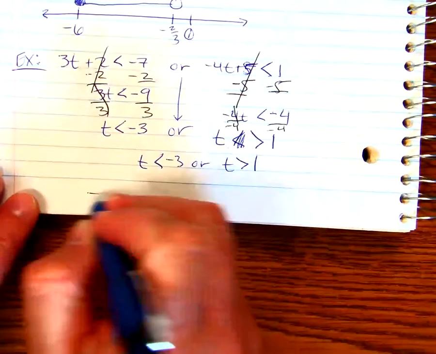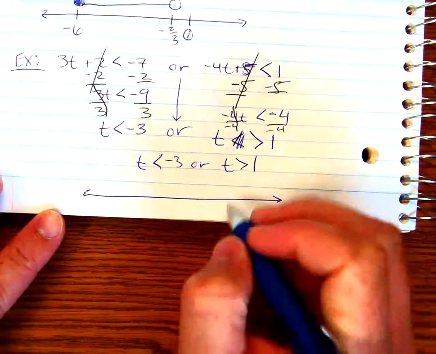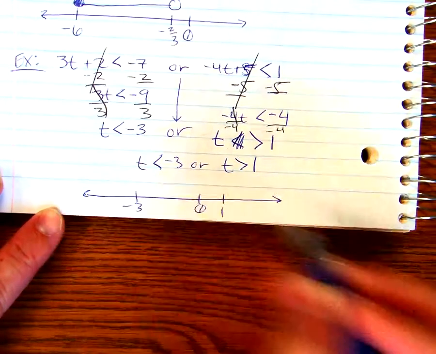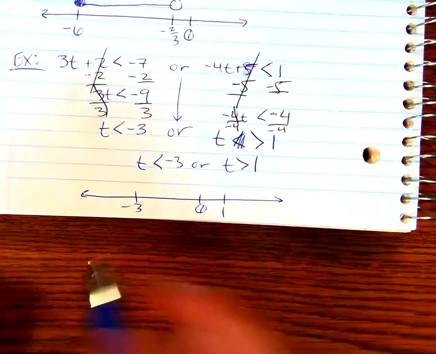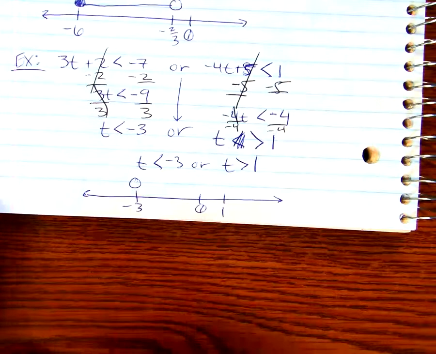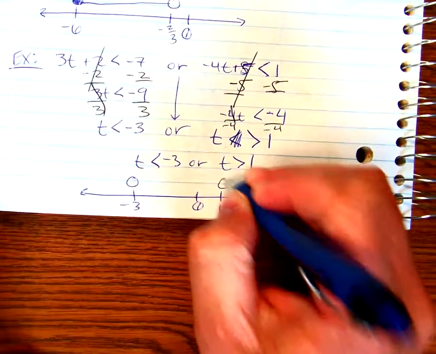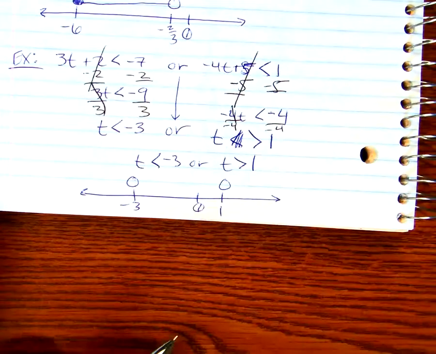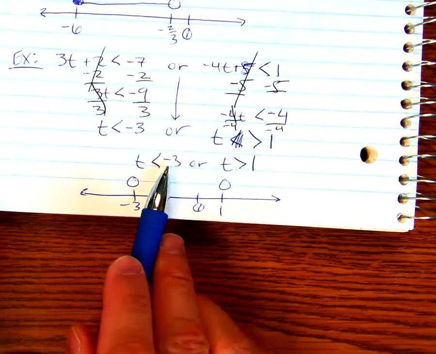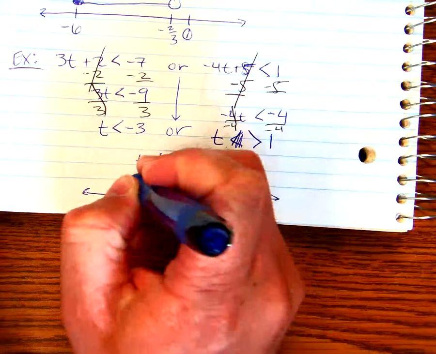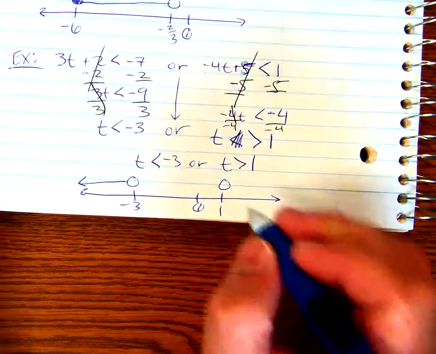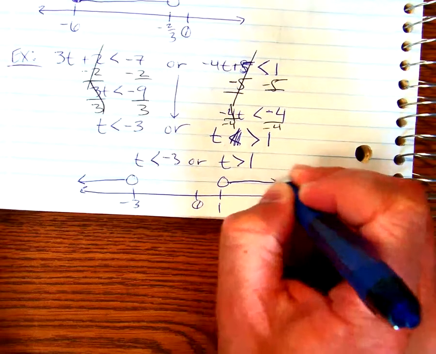To represent that in a graph, there's 0, here's our positive 1, here's our negative 3. That is not underlined, so we'll have an empty circle above negative 3. This is not underlined, an empty circle above 1. T is less than negative 3, so all the numbers that are smaller than negative 3 would be over here on the left. Greater than positive 1, so all the numbers bigger than positive 1 are over here on the right.